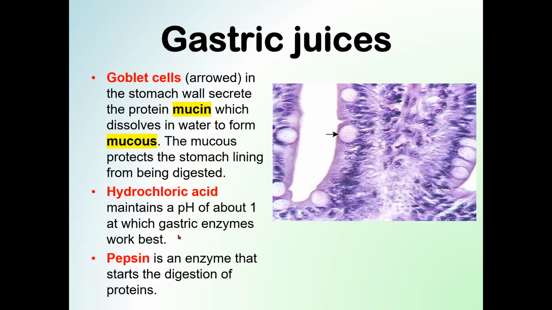And then there's an enzyme called pepsin that the stomach wall produces, and that starts the digestion of proteins. And again, if the mucus wasn't there, the pepsin would eat, together with the hydrochloric acid, the stomach away. Not good.